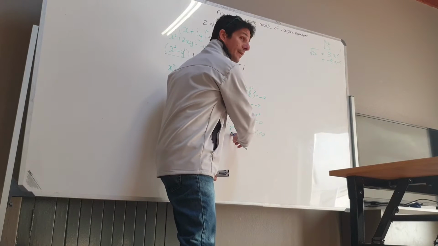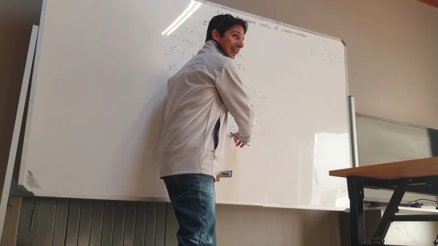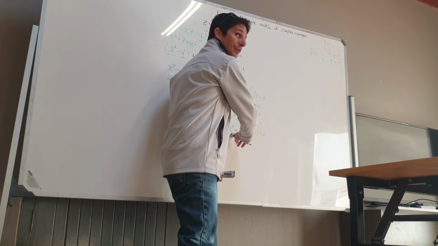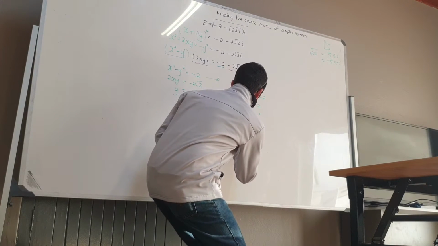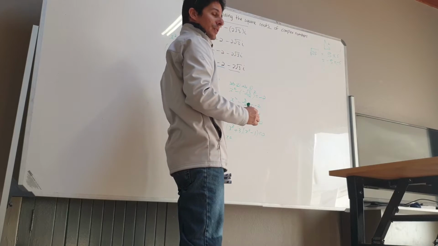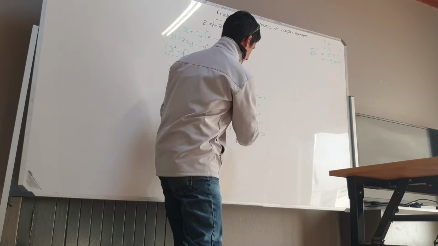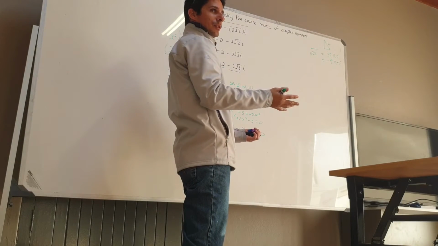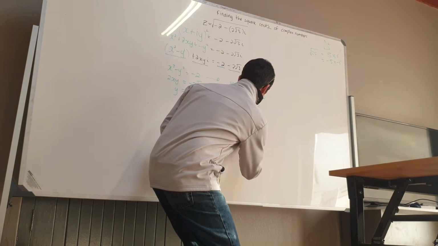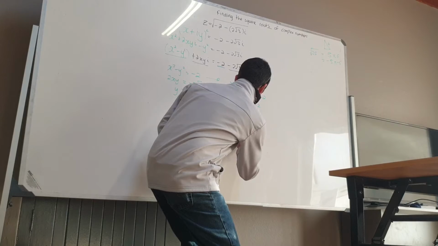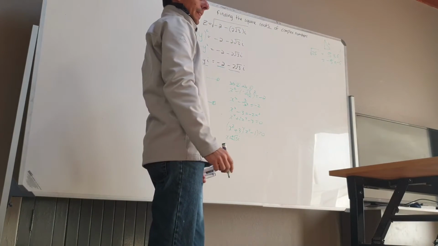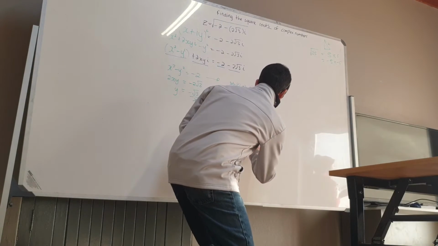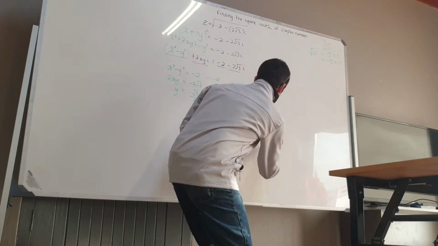Have a look here. What kind of solutions are you going to get here? If I take x squared equal to minus 3 and I take the square root, I'm going to get two complex solutions. This is going to be plus or minus square root 3i. And here, this is the difference of squares, so I'm going to get x equal to plus or minus 1.